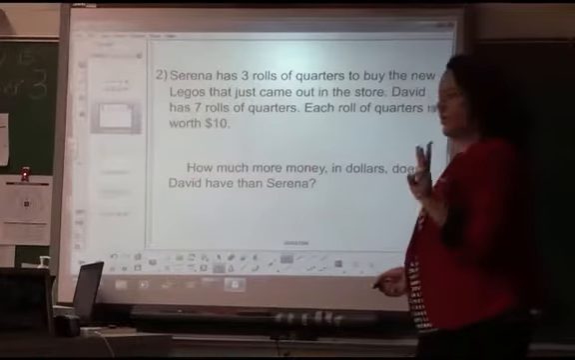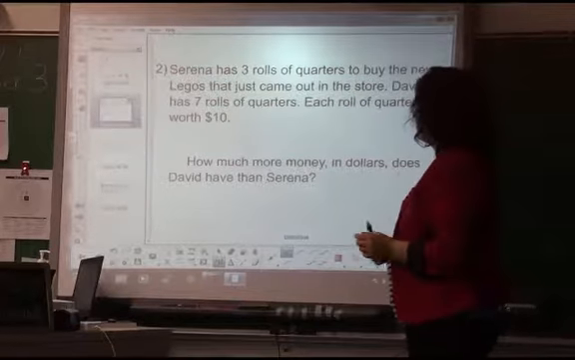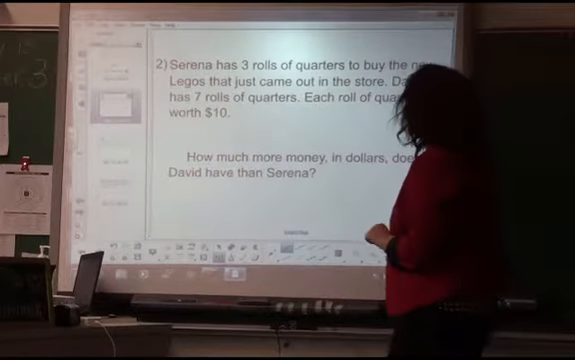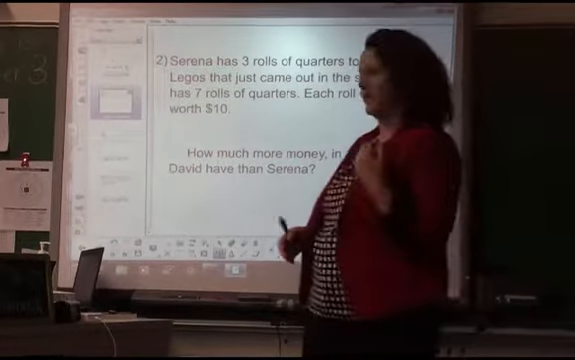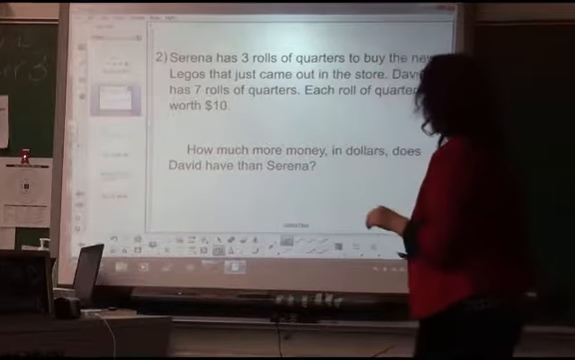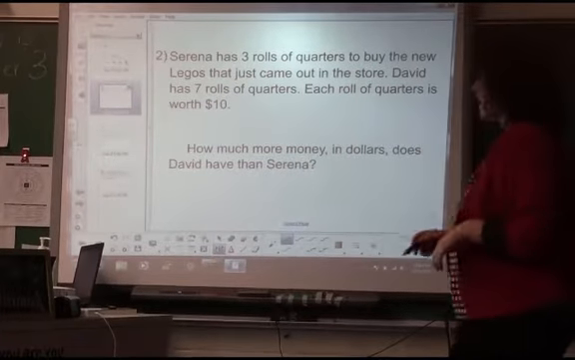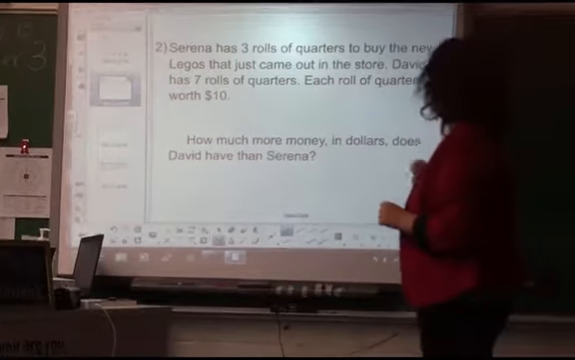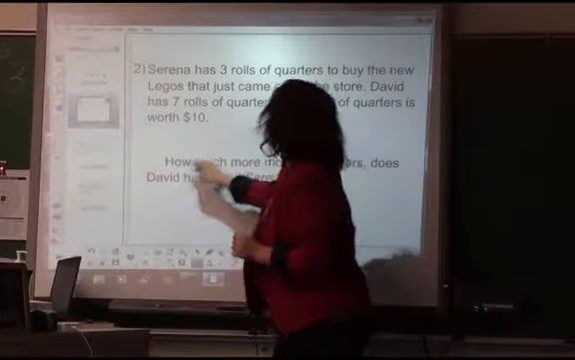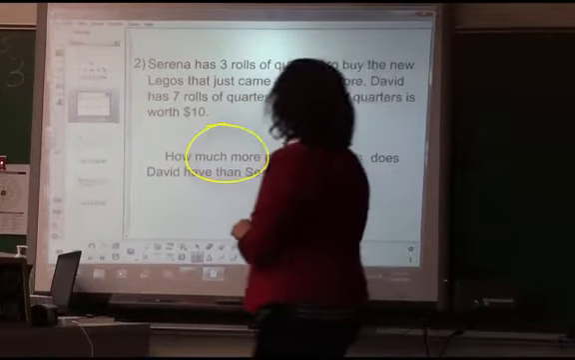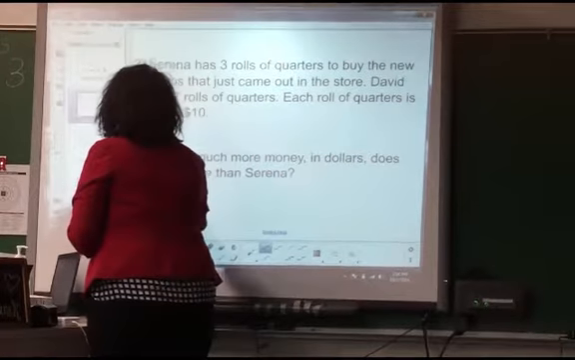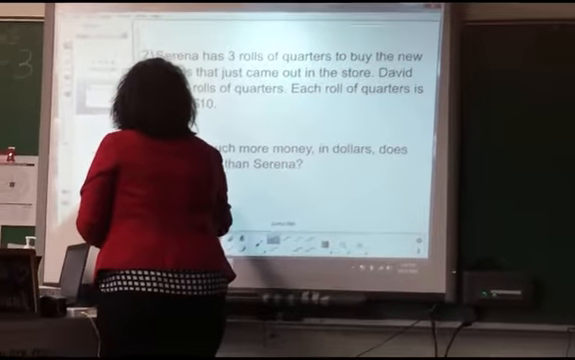So Serena has 3 rolls of quarters to buy the new Legos. It just came out in the store. David has 7 rolls of quarters. Each roll of quarters is worth $10. How much more money in dollars does David have than Serena? So we want to know how much more money David has than Serena. So all we're going to do is do 3 times 10.